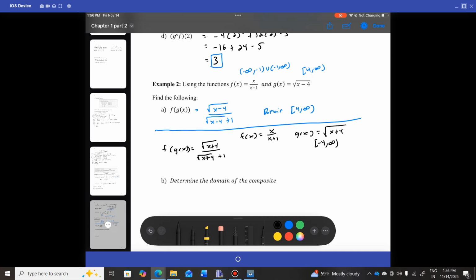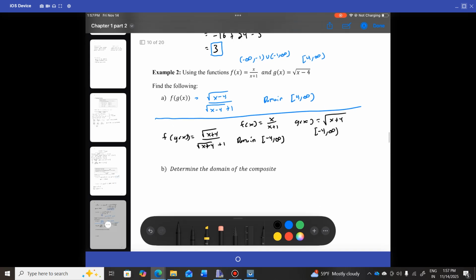Okay. Again, this square root cannot be negative 1, but it's a square root, and so you're not going to get a negative value out. Right, and so there's no way for it to be negative 1. So there's no other restrictions here. Your domain in this case is negative 4 to infinity. Okay, negative 1 is no longer a restriction. If I plug negative 1 in, I get square root of 3 over square root of 3 plus 1. That's a real number. Okay, so that's why we only look at the input and we only look at the overall function.